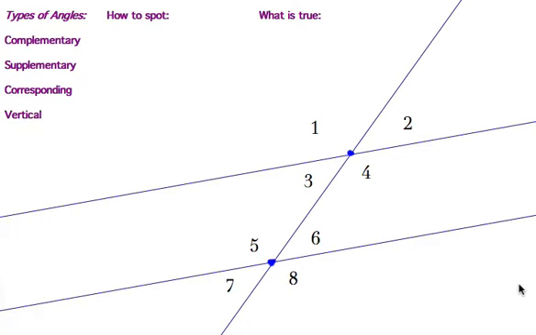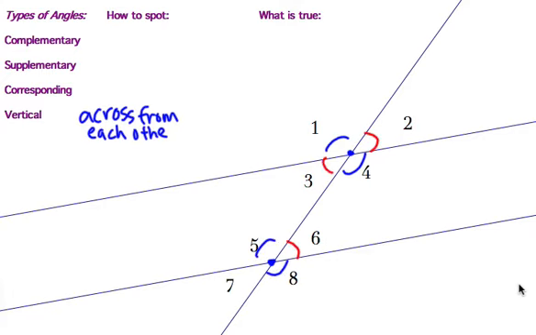So vertical angles, you spot them because they're across from each other, okay? In this case, an example would be 1 and 4, or 5 and 8, or 2 and 3, or 6 and 7, okay? All of those are vertical angles, okay? And what is true about them is that they're congruent. They're the same as each other, okay?